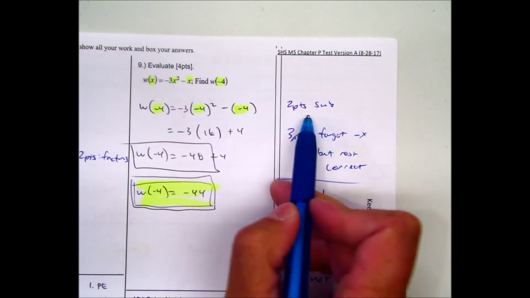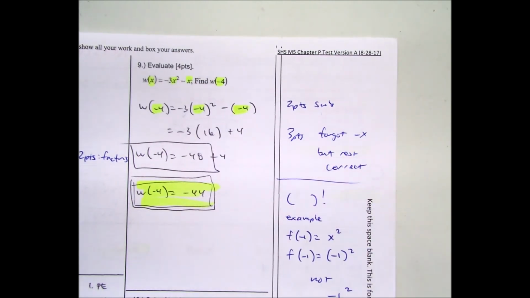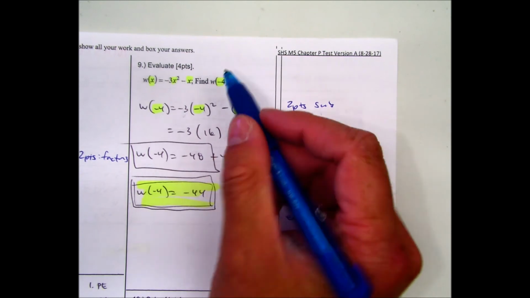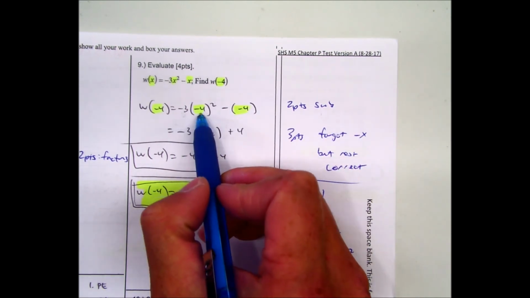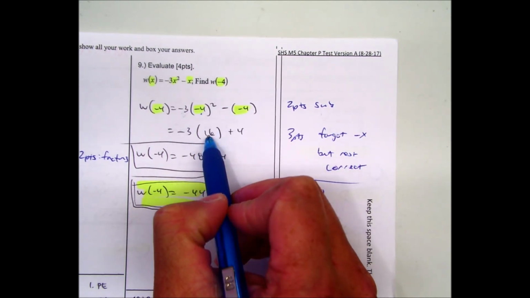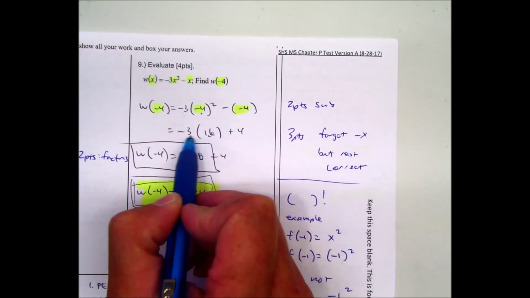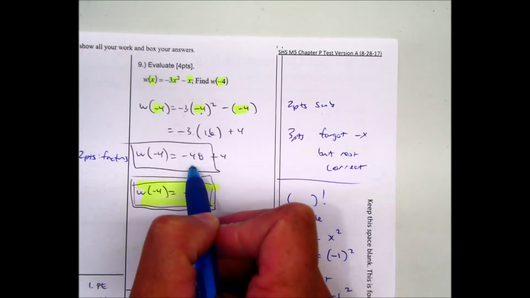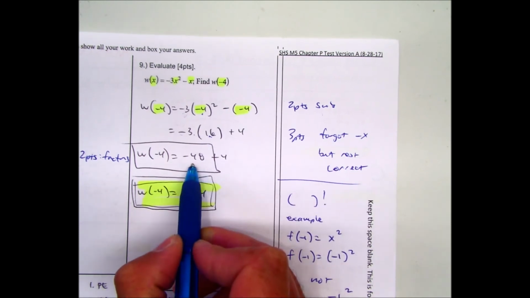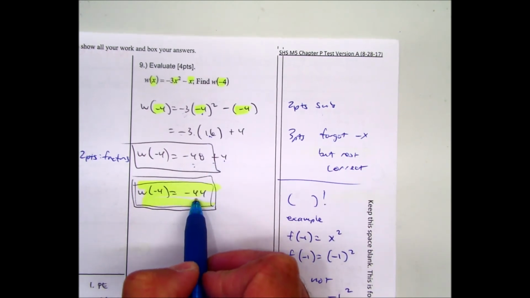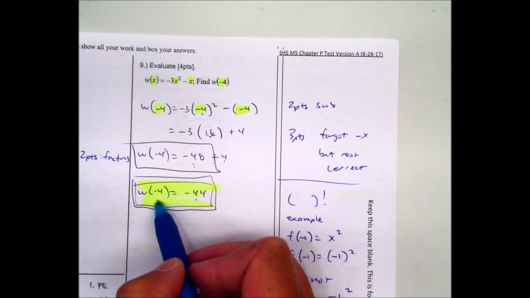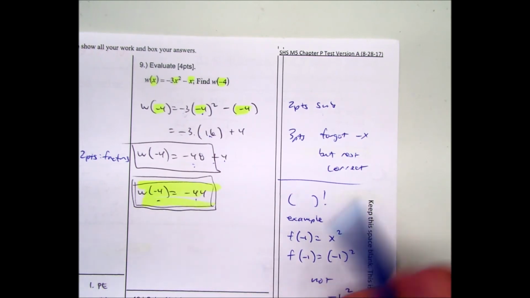If you do the substitutions, you got a total of 2 points even if the rest is wrong. Here I'm going to simplify with order of operations. So negative 4 squared is positive 16. And now I'm going to do multiplication and division. Negative 3 times 16 is negative 48. Negative 48 plus 4 gives me negative 44. When I substitute in negative 4, my answer is negative 44.